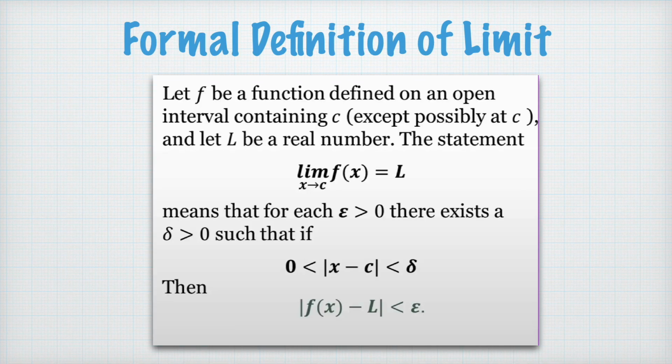So let's remind ourselves of the definition. Let f be a function defined on an open interval containing c, except possibly at c, and let L be a real number. The statement the limit as x goes to c of f of x equals L means that for each epsilon greater than 0, there exists a delta greater than 0, such that if the distance that x is from c is less than delta, then the distance the function value is from the limit is less than epsilon.